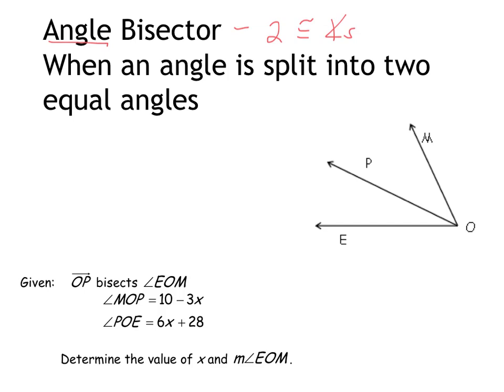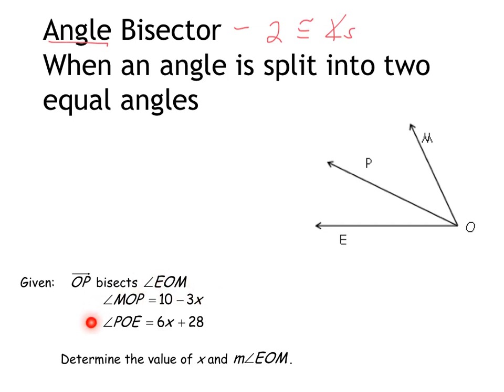So if we're told something like ray OP, which is right here, bisects angle EOM, we should get two equal angles. The best way to have success in geometry this year, when you're given a pile of givens, is to just look at the first given. Usually that's the most important. That's why we give it to you first.